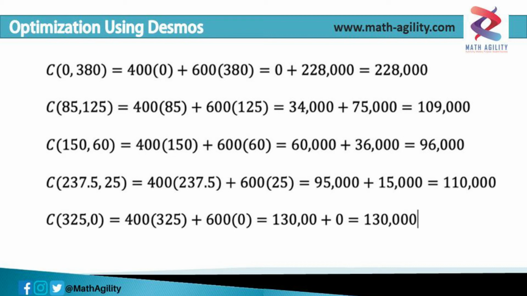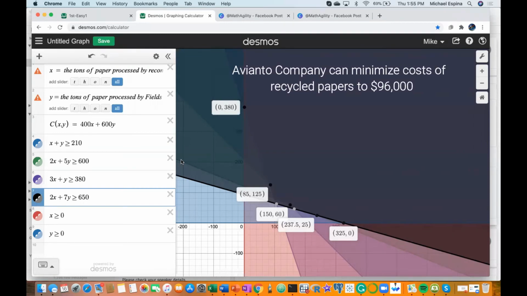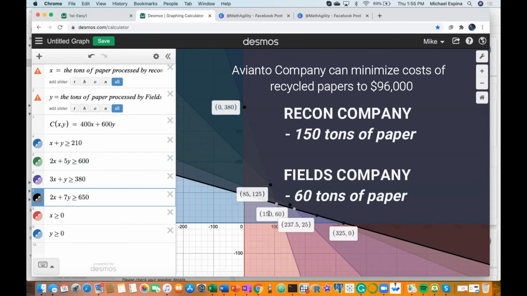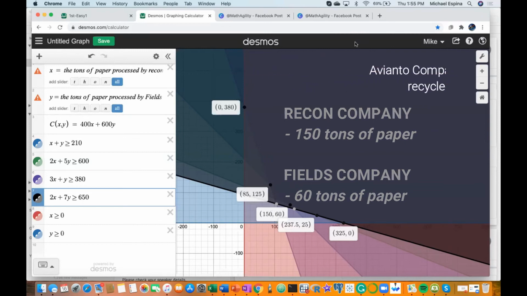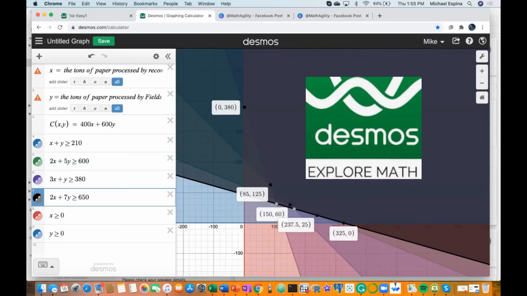Based on the computation, the Avianto company can minimize costs of recycled papers to 96,000 by having the Recon company process 150 tons of paper and Fields company process 60 tons of paper. There you go. We have solved the optimization problem by using Desmos.